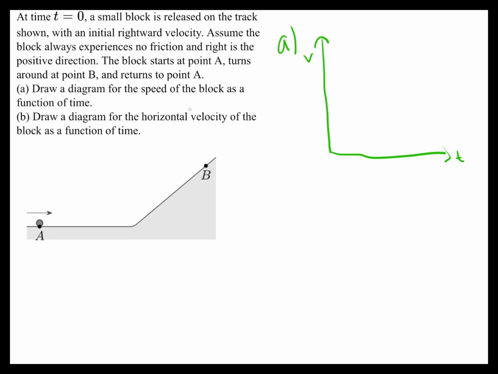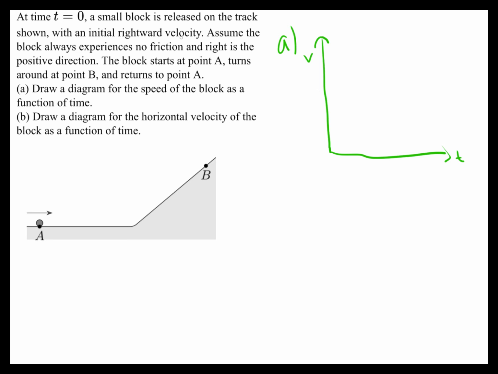The first one is asking for speed, and speed is simply the magnitude of the velocity. You can't have a negative speed. Speed is just the magnitude. So it doesn't matter if you're moving left or right, the speed is always going to be positive. So I'm not going to draw the negative part of this diagram.